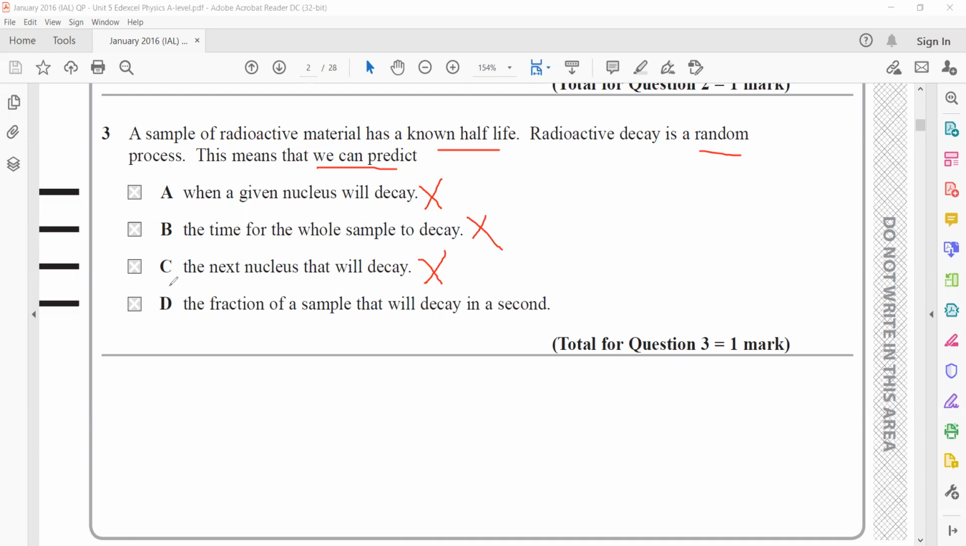So we can work out its activity, but we cannot say anything about when the next nucleus will decay, the time for the whole sample, as well as when a given nucleus will decay. But the fraction of a sample that will decay in 1 second, we can work out or state, its activity.